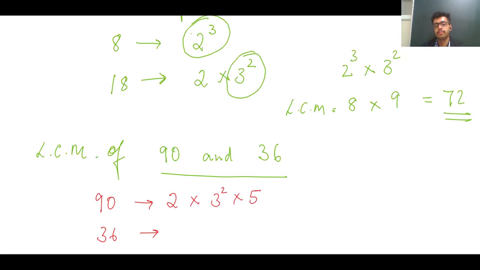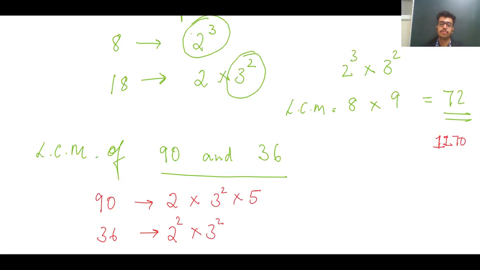Sir, the LCM is 1170. 1170. Okay, Harith, you tell me the answer which you got. What is the prime factorization of 36? Thirty-six is 2 square into 3 square. Correct?